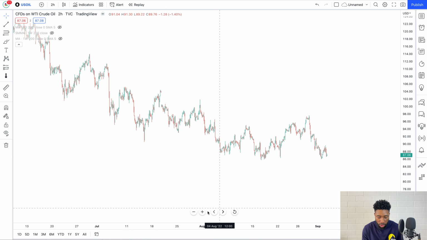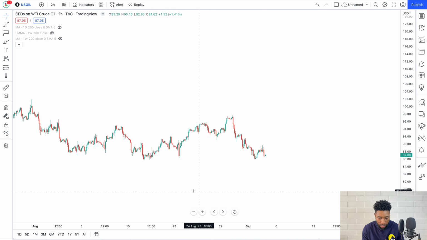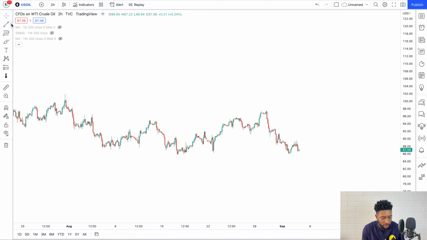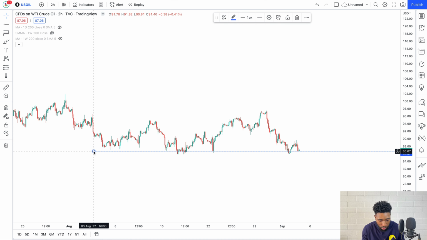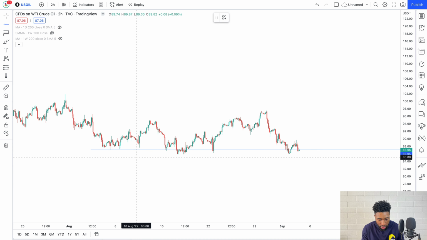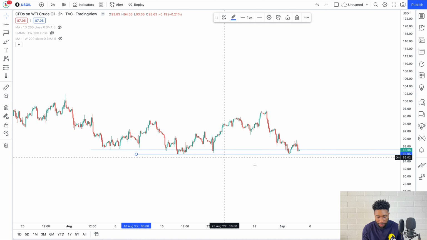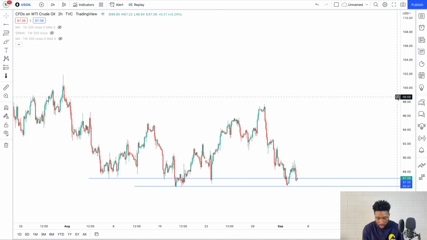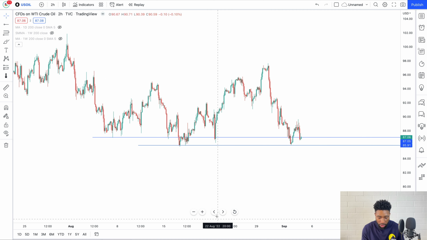So what I'll be watching out for, nothing really complicated here, is just a break of this support level. We are currently at a support level, an area of value, of course. So I'm going to put this here, and we have this. This is an area of value. This is a 2 hour chart. So this is what I'll be watching out for crude oil.